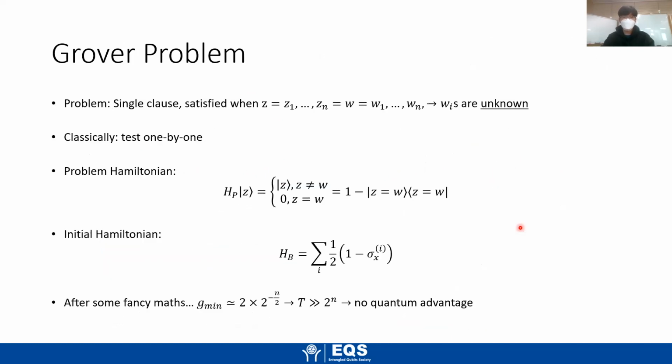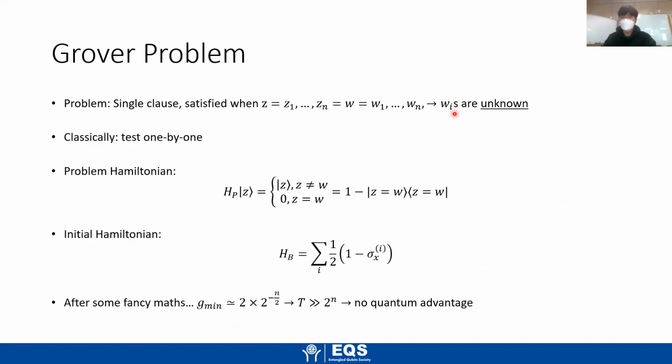So I would like to move on to the next problem, which is the Grover problem. So we have one clause again, except that this time this clause is satisfied when our bit string is exactly one of the possible bit strings. So here, this bit string W is unknown, but we have access to a Hamiltonian that tells us whether or not the bit string is the one that we're trying to find.